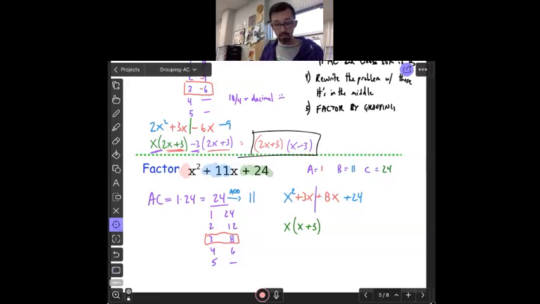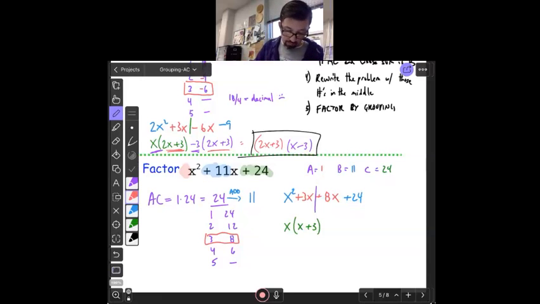What if you get it wrong, right? You're like, oh, they both have 4 in them. Okay, so you say 4. 4 times what is 8x? It'd be 2x. 4 times what is 24? It's 6. And then you go to do your check.